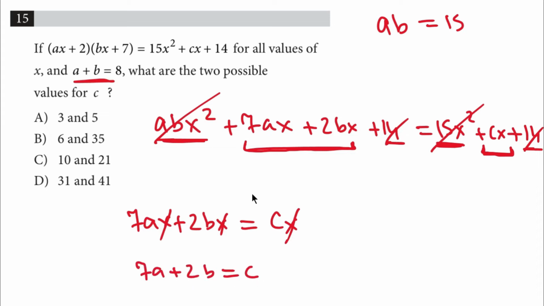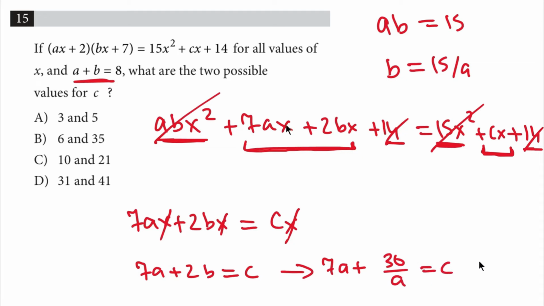Now let's move a bit further, guys. At this point, you may be confused, you may not know what to do, but let's try everything we have. We know that a times b is equal to 15, so let's say b is equal to 15 over a. Now let's plug that into here. We get 7a plus 2b, which is 2 times 15 over a, which is 30 over a, is equal to c. At this point, guys, I want to guess. Now, what are the multiples of 15? What two things multiply to give me 15?